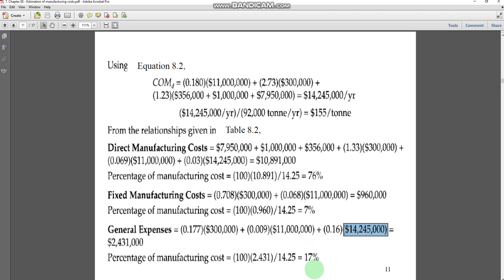of the general expenses. Okay, so what we see here, maximum cost would be going into the direct manufacturing cost, then we have the higher value for the general expenses, and then the least value would be the fixed manufacturing cost in terms of percentages. Okay. So this is the part for estimating the direct manufacturing cost, fixed manufacturing cost, and the general expenses.